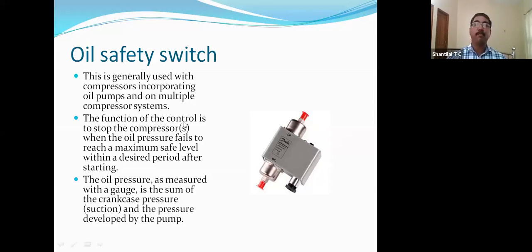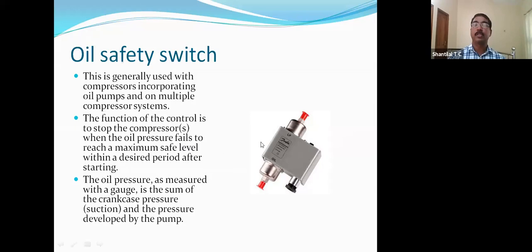The function of the control is to stop the compressor when oil pressure fails to reach a maximum safe level within a prescribed period after starting. See, first the compressor will start. When the compressor starts, it reaches sufficient oil pressure. If the oil pressure is not reached within the specific period, meaning 2 to 3 minutes, within 3 minutes, if the pressure is not reached, what happens? This switch will stop the compressor. That is the function of the oil safety switch.